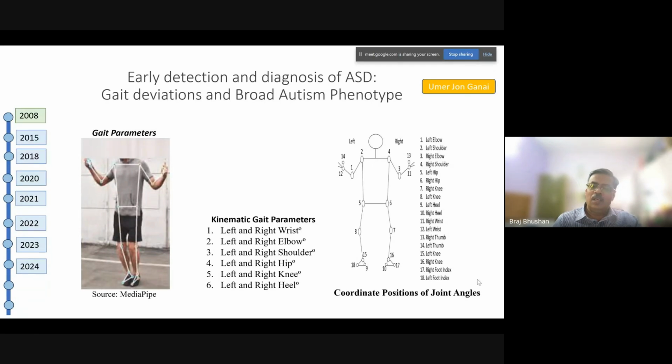So this is just a demo. We are looking at all joint angles of the body, and based on the analysis of the joint angles using a machine learning algorithm, this is only a little step, I would say, in terms of helping parents with early detection.